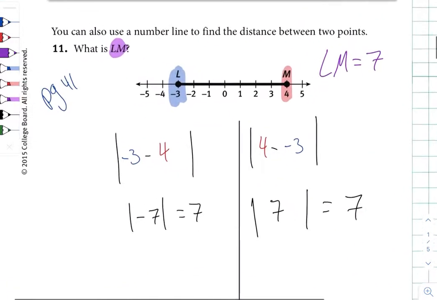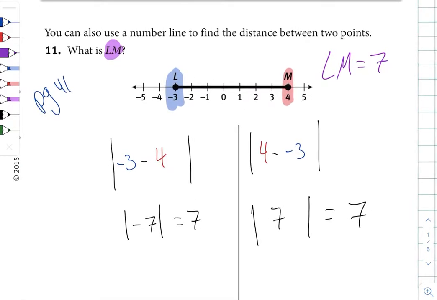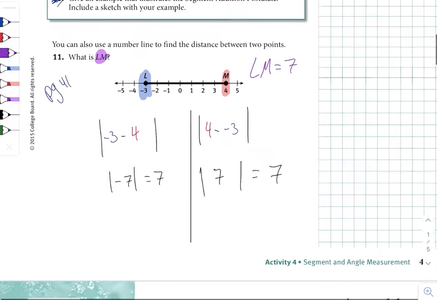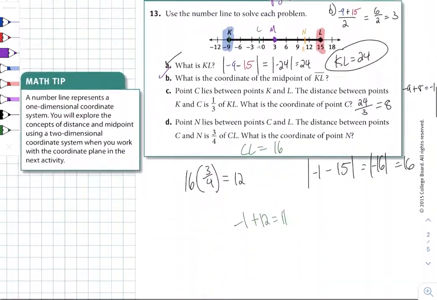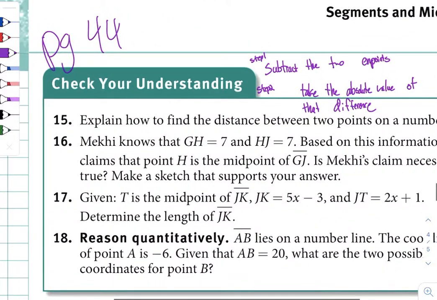here. Right, number 11, we subtracted the two endpoints, -3 and 4, and took the absolute value. It didn't matter what order you subtracted them, since you're taking the absolute value. If you weren't taking the absolute value, the order of what you subtract would make a difference. All right, so that's 15.